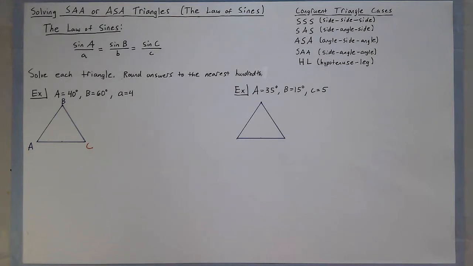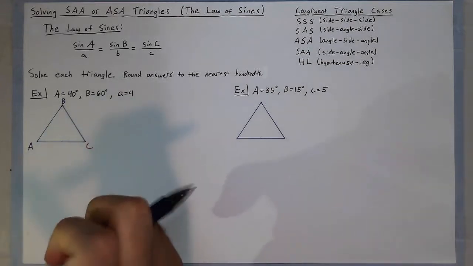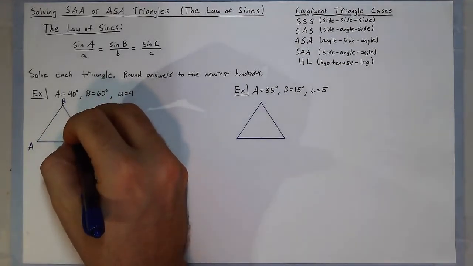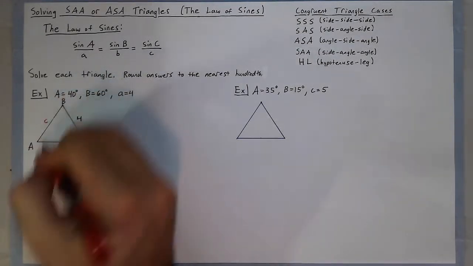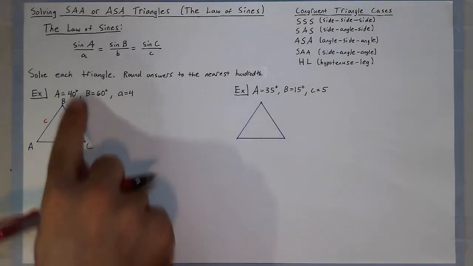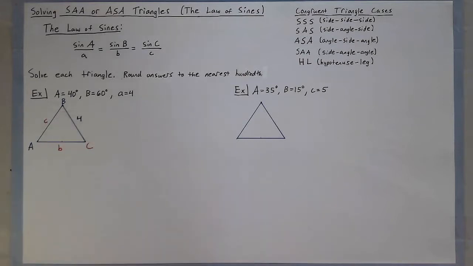But I'm given side A, which is always opposite of angle A. So I'll put 4 here for side A. But I don't know what side C is yet or side B. So my problem to solve this triangle is to find angle C, side B, and side C.